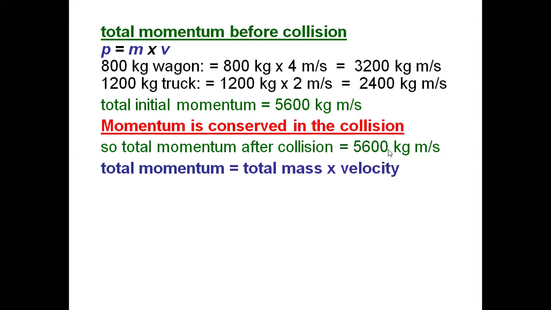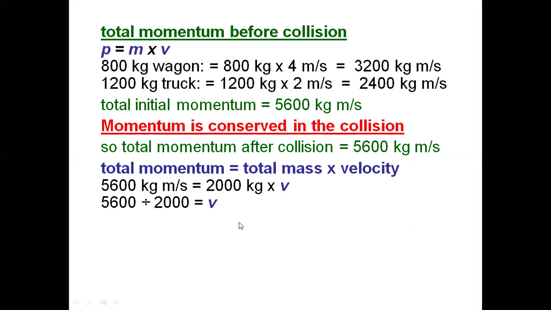What was the initial total momentum? 5600 kg meter per second. So 2000 kg into V. What does V come to? V is equal to 5600 divided by 2000, which is 2.8 meter per second. This is the common velocity with which the two bodies will be moving.